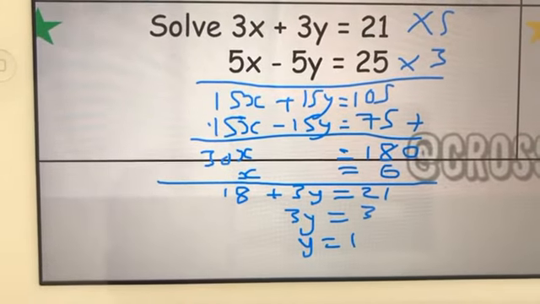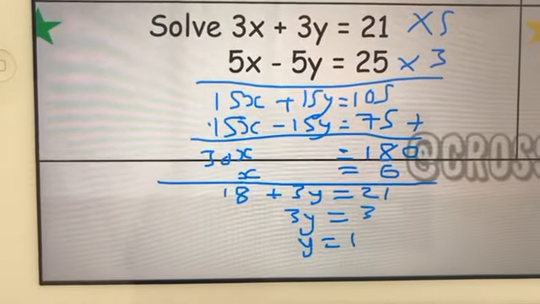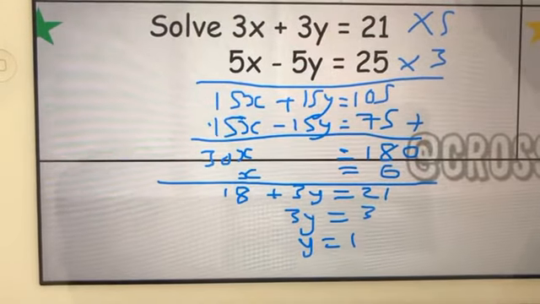Guys, if you've got that right, that's really, really good. Simultaneous equations is a topic that you need to learn off by heart. Okay, I think we did it last week or so. Right, very last one.